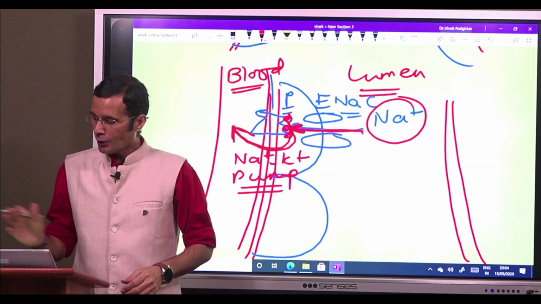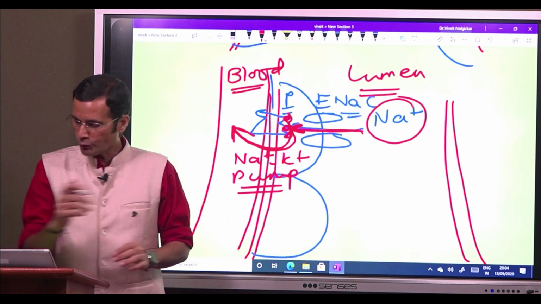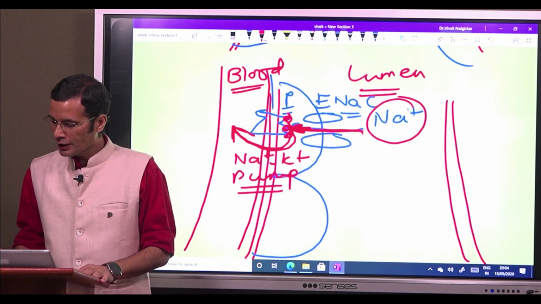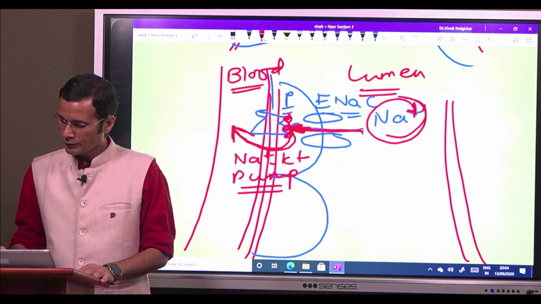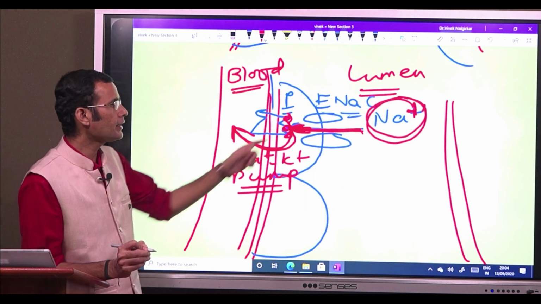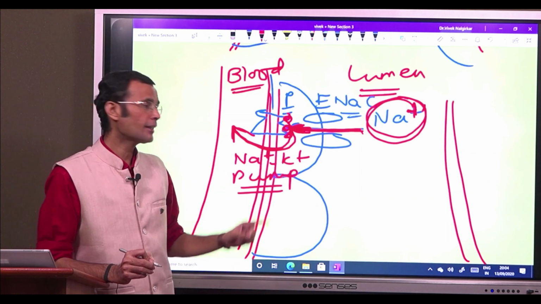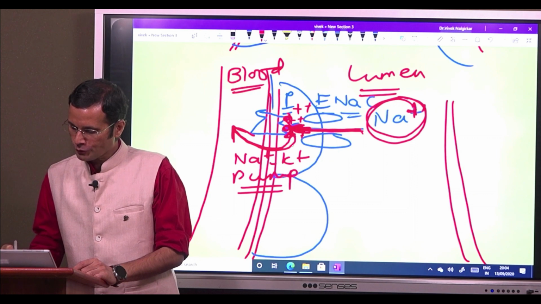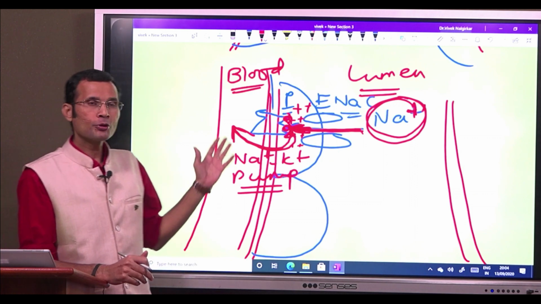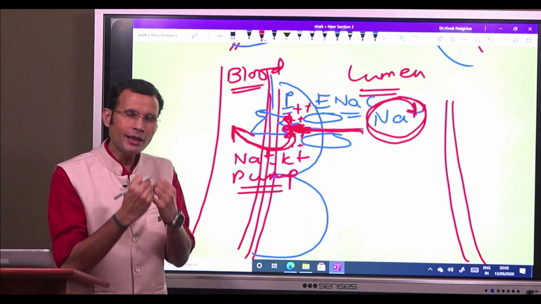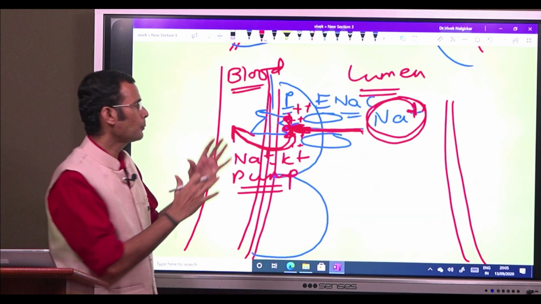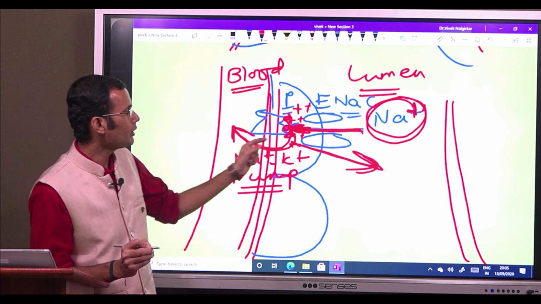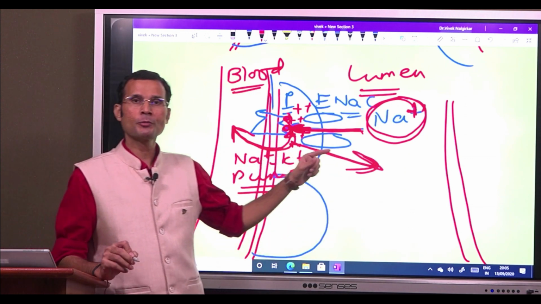Now, I have already mentioned that when sodium enters the cell, sodium being a positively charged ion, positive charges are entering the cell. Remember, we mentioned this at the start of the lecture. Sodium entering the cell means positive charges have come in, and that creates the electrochemical gradient for potassium to be driven out via the apical membrane, via the diffusion channels for potassium.